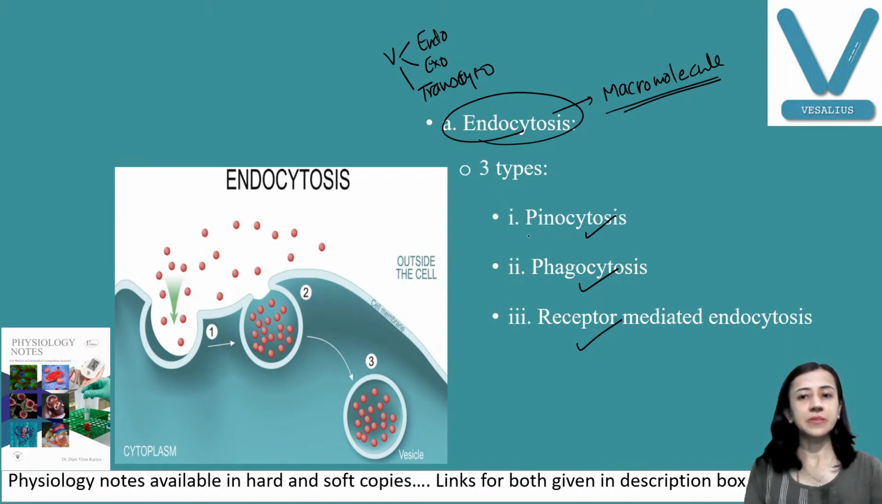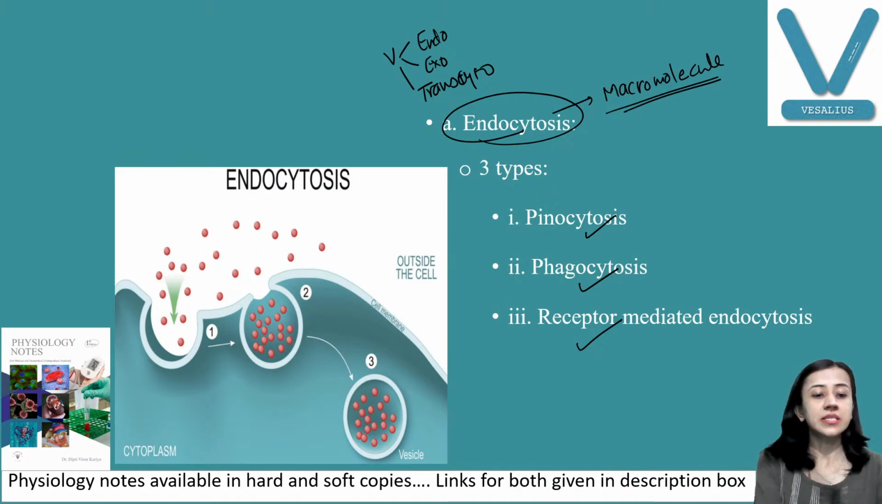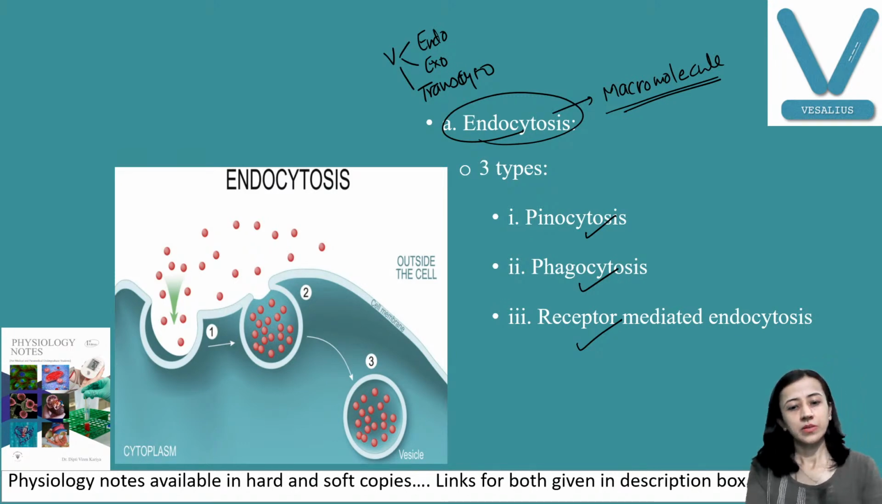Number one is pinocytosis. Second is phagocytosis. And third is receptor mediated endocytosis. So these are the three varieties of endocytosis. Now we will discuss one by one, starting with pinocytosis.